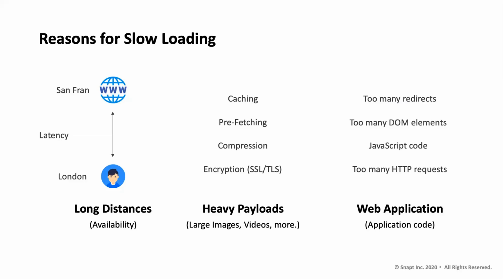What can we do about it? What can we do to bridge that distance between the users? One of the things many companies do today is consider expanding their websites and applications to additional regions or localities. That same instance of a website running in San Francisco, we can deploy another one running, for example, in Europe somewhere. By doing so, we can then divert the London traffic to access the European instance, and as a result, bridge the time it takes to load that web page.